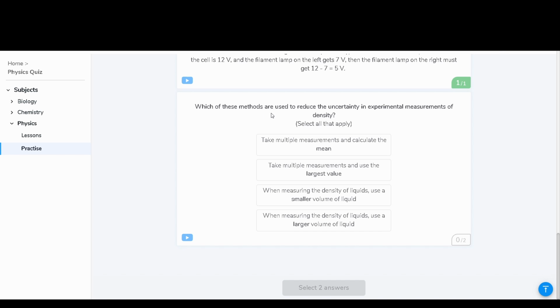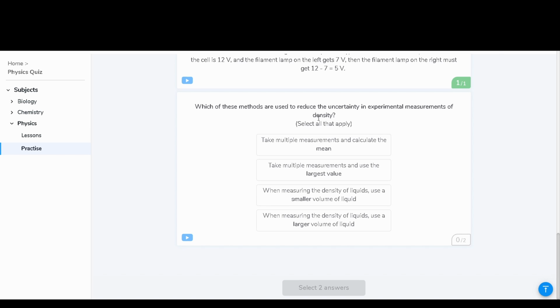Which of these methods are used to reduce the uncertainty in experimental measurements of density? Now, if you want to measure density, or for that matter any physical quantity, what are the methods that can reduce the uncertainty? Do we take multiple measurements and calculate the mean? Do we take multiple measurements and use the largest value? When measuring the density of liquids, use a smaller volume of a liquid. When measuring the density of liquids, use a larger volume of a liquid. There are two correct answers.